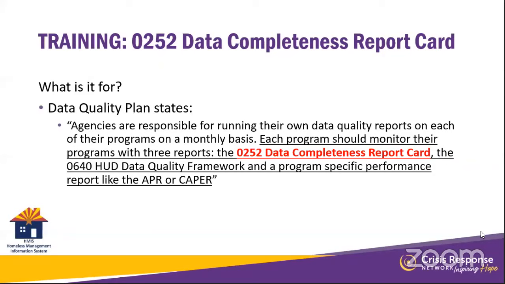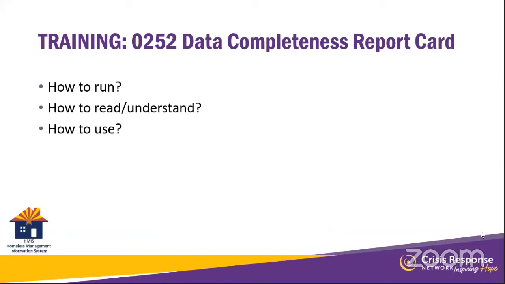Each program should monitor their programs with 3 reports. One of them is the 0252 Data Completeness Report Card. So today we're going to be going over that report. Like I said, we're going over how to run it now, how to read and understand it, and then how to use it. So first, how to run. I'm going to go ahead and change my sharing to look at ServicePoint and walk you through how to run this report.